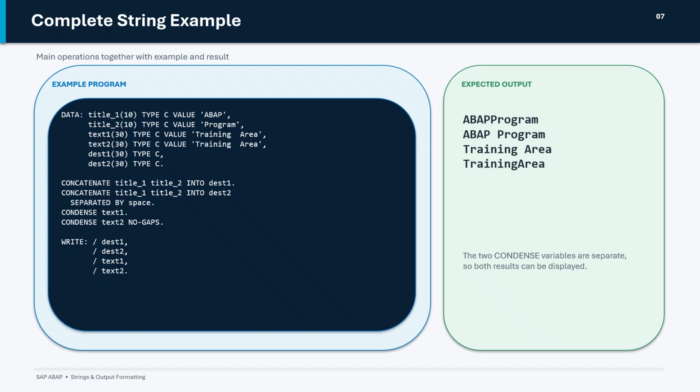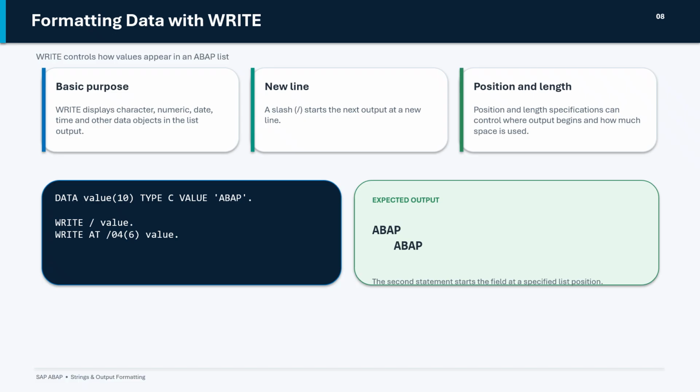Now we'll discuss formatting data with the write statement. Write is one of the most commonly used statements for displaying information in an ABAP list. It can display character values, numbers, dates, times, and other data objects also. One important feature is the slash symbol.